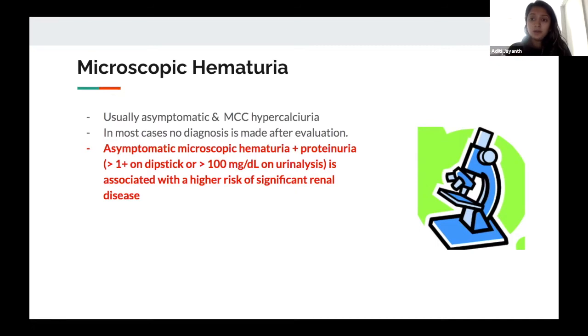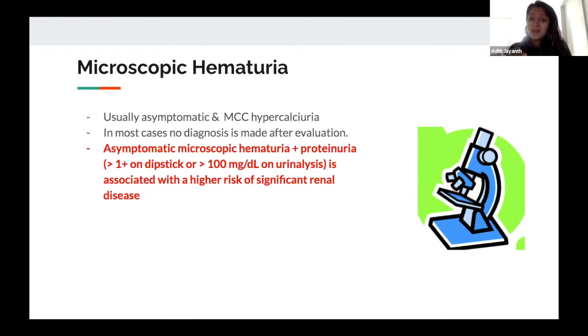But the one thing to always keep in mind and consider is asymptomatic microscopic hematuria in the setting of proteinuria. I'm talking about not just like 20 protein, I'm talking about more than 100 milligrams per deciliter on the urine analysis. That is something to be a little bit more concerned about than your urine that just has a couple of RBCs in it. There is some association with actual significant renal disease that you may have just incidentally caught.